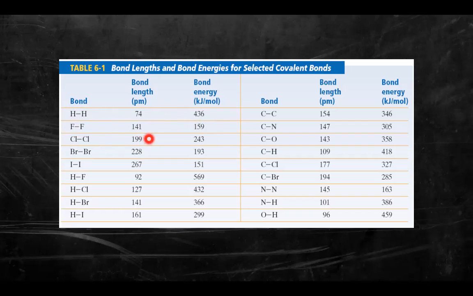And then you look at chlorine, it's even further, but the bond energy is higher than fluorine. So these two have a stronger bond than F2 does. So just some examples of bond length and bond energy. It's different for every molecule.